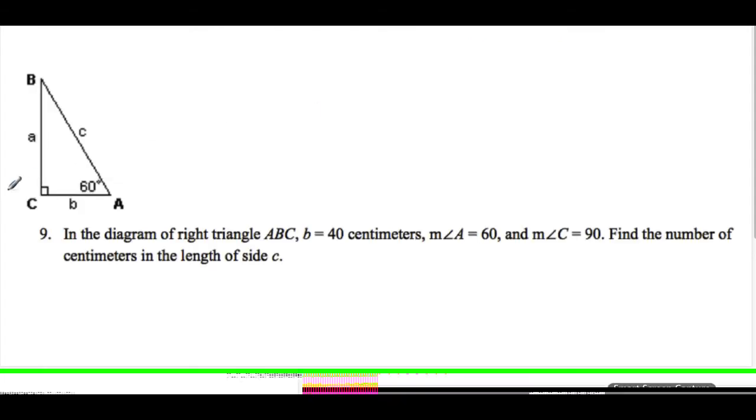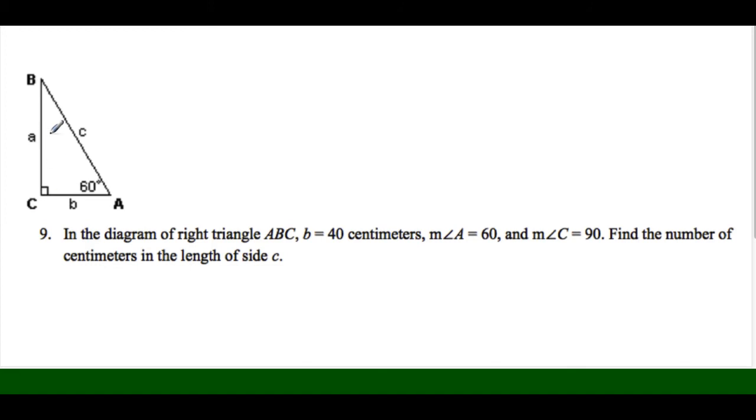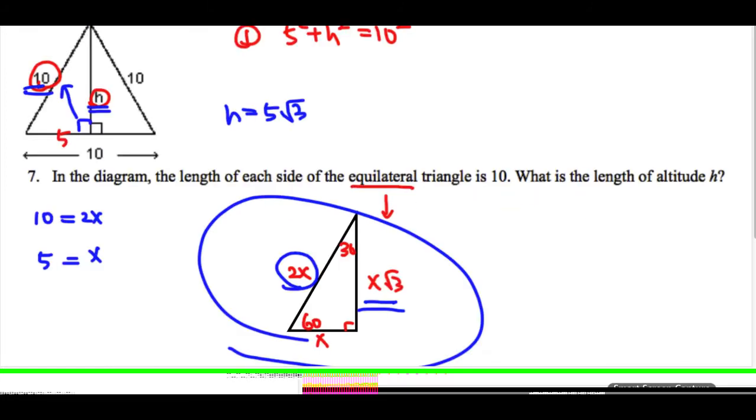Number 9. You see 60, you see 90, this must be 30. Then what I'm going to do is this. I'm going to bring up this idea one more time.